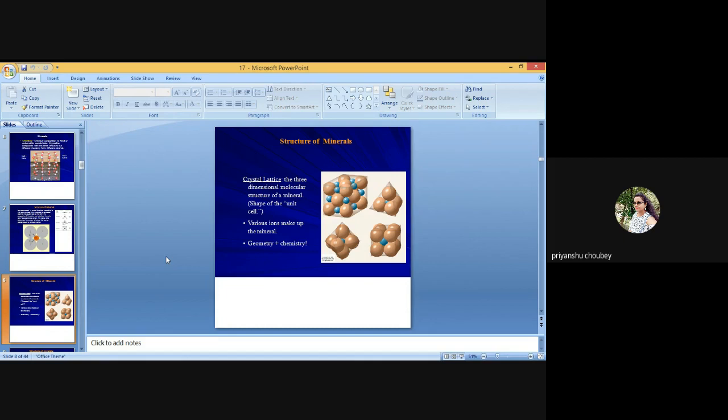In the next slide we will talk about point groups, crystal classes and crystal systems, and structure, properties, and weathering of solids, classification of solids, and covalent or network solids, ionic solids, molecular solids, metallic solids.